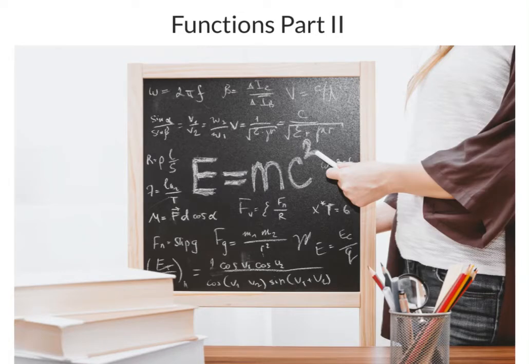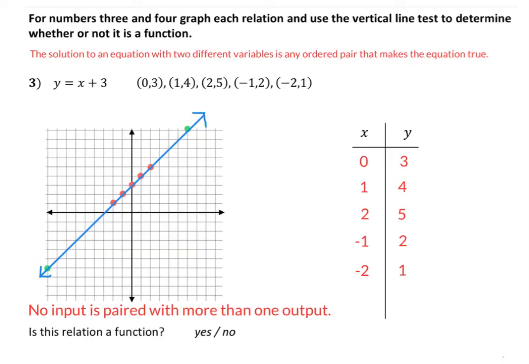In this video, we will continue to explore what functions are and use tables and graphs to represent functions as we look at functions involving equations with two separate variables. The directions for numbers 3 and 4 ask us to graph each relation and use the vertical line test to determine whether or not it is a function.